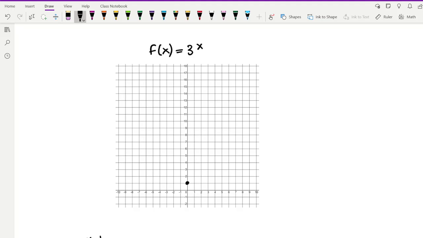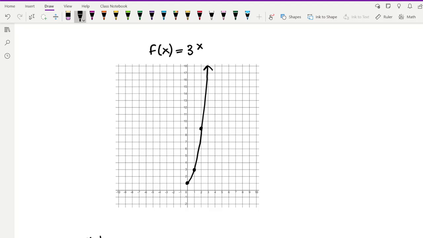Another key point would be when you plug in 1, you would get 3 as your output. So we have the point (1, 3). And then when you plug in 2, you would get 9 as your output. You could also calculate some points over on the left, but I think these are going to be the easiest 3 points to work with. So I'm going to connect them like this, and the graph is just going to get steeper and steeper as it goes.